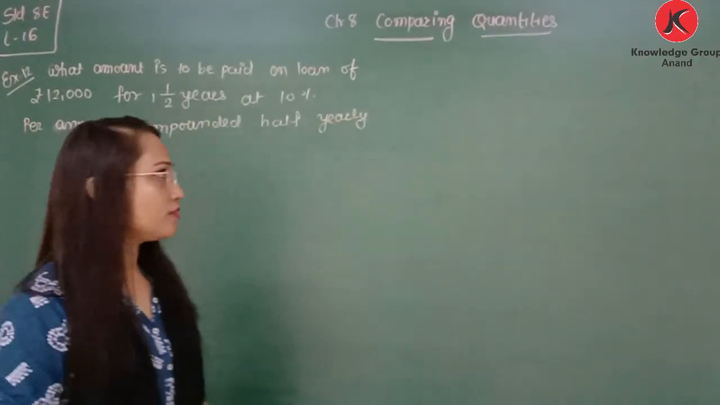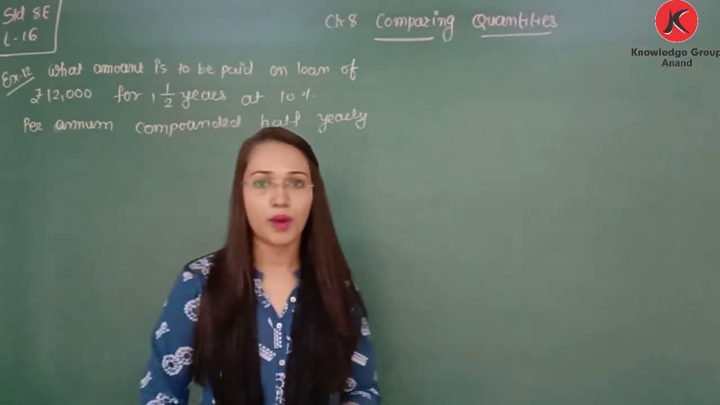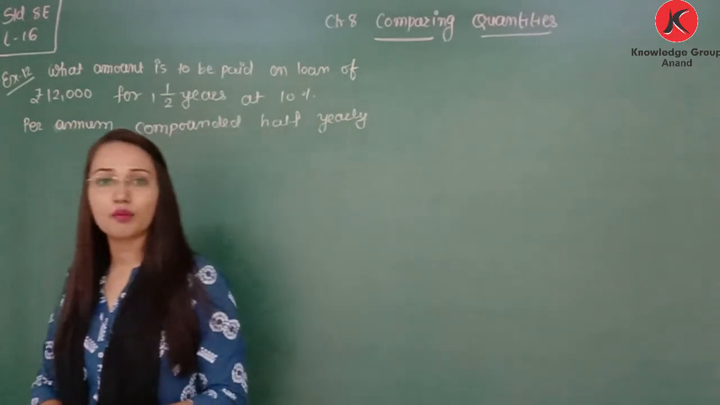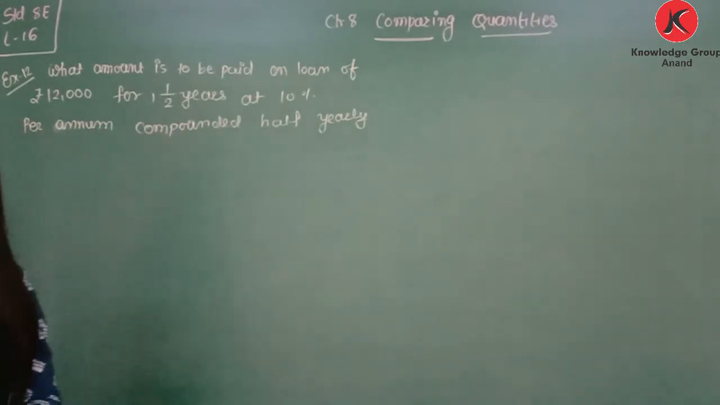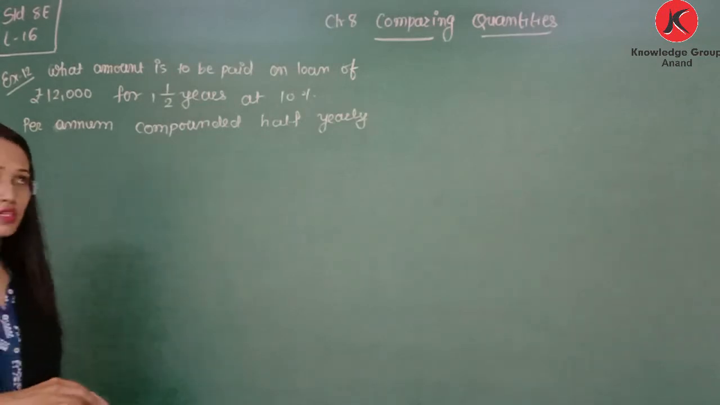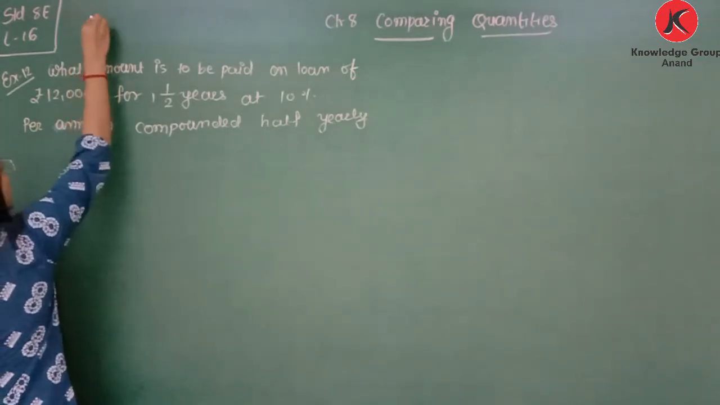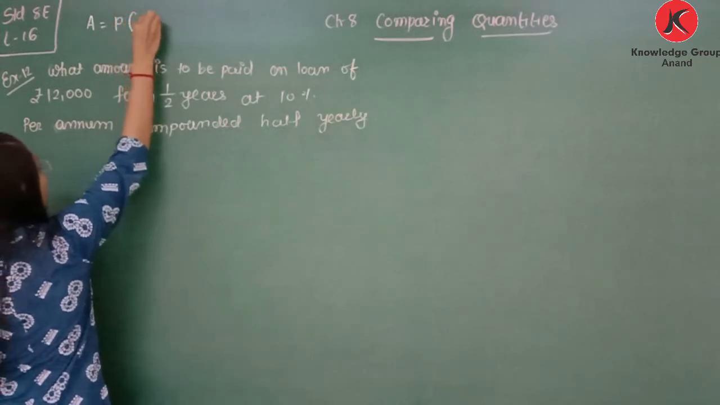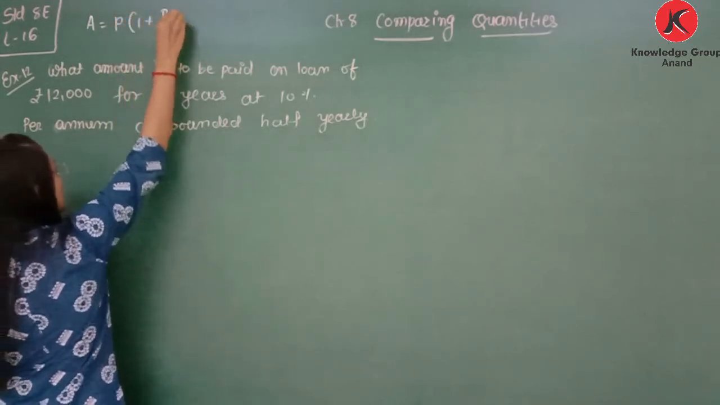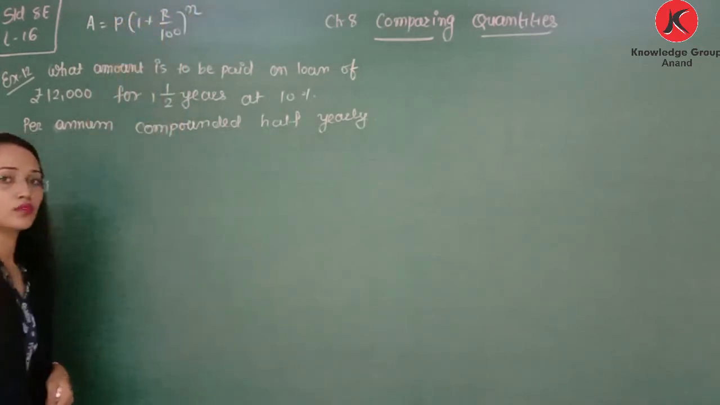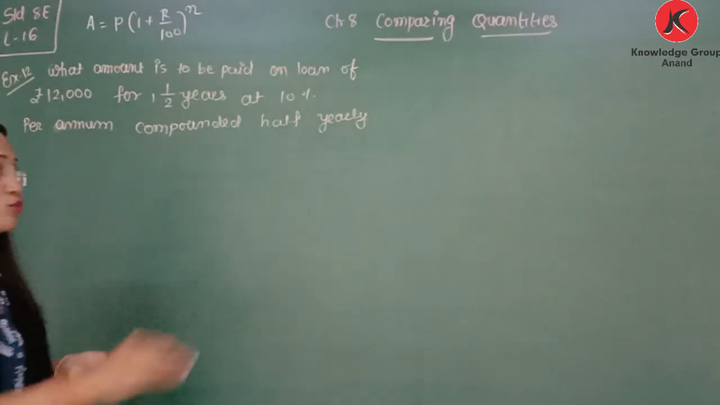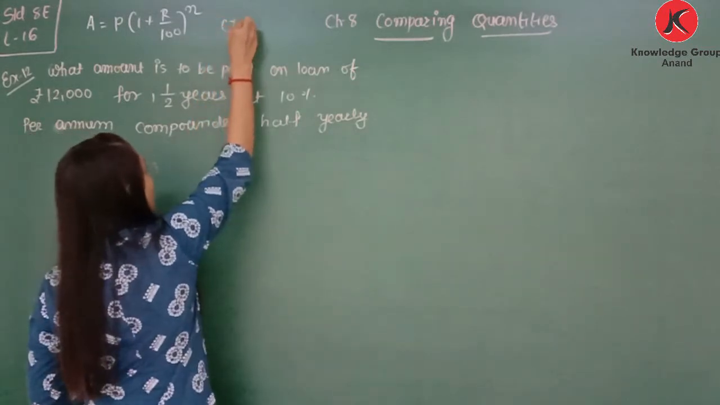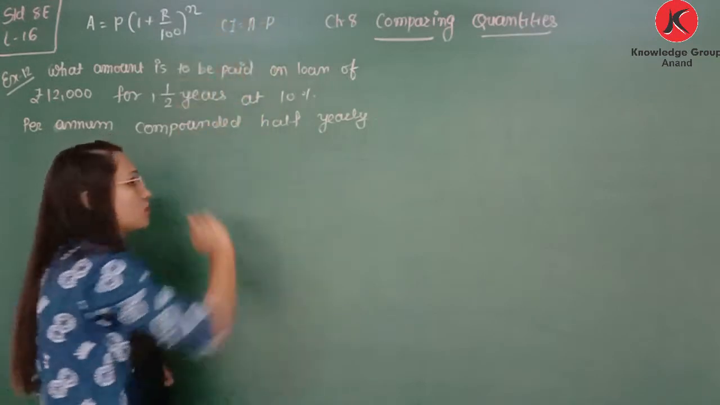Friends, previously in this chapter we learned about compound interest that is compounded annually. We learned the equation: amount is equal to P inside the bracket 1 plus R divided by 100, raised to N. And to find the compound interest from the amount, it is A minus P.